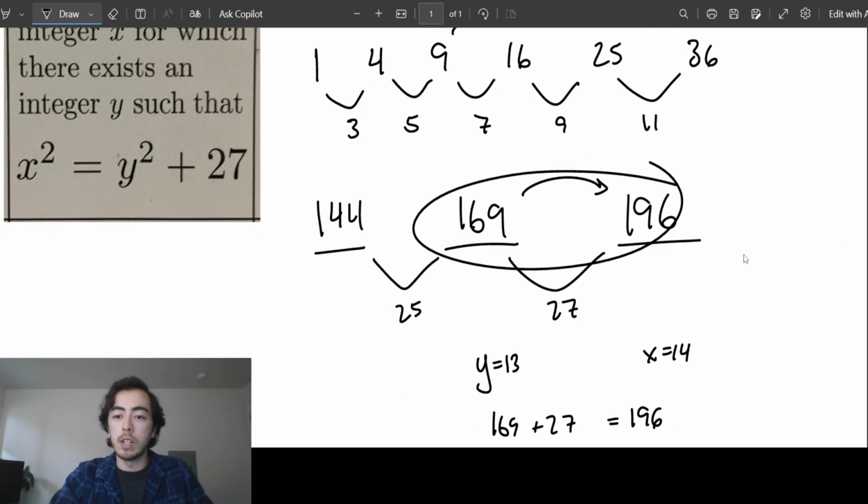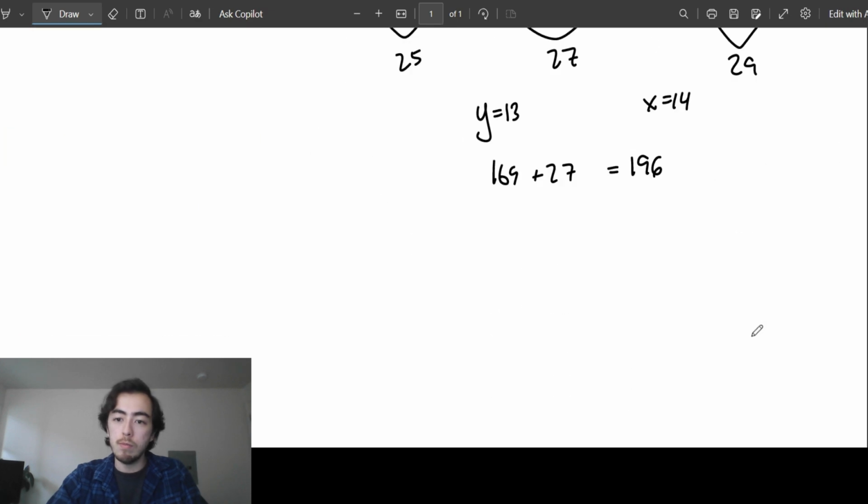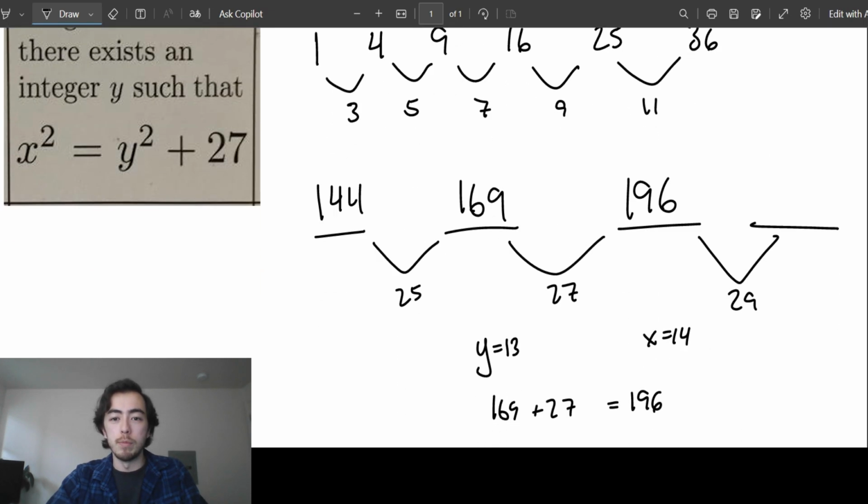And if we try looking for any other jumps of 1, well, we're kind of out of luck because the difference between the next two square numbers is going to be 29, and then all the other ones are at least 29, and so they aren't going to be 27. So I think that about cuts it.